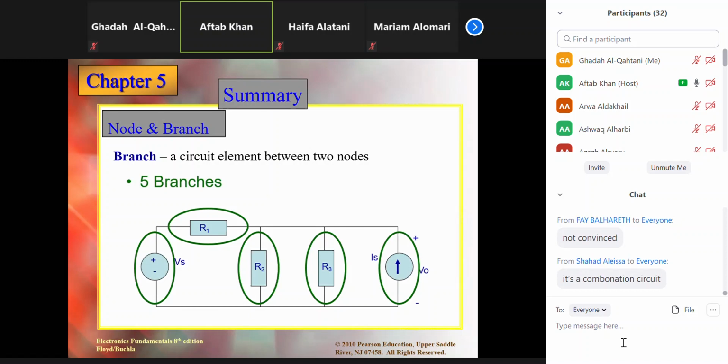Okay, Shahad. All right, combination. Let's see others. What do you think? Is it series, parallel, or combination? Mariam said parallel. Combination. Okay. Parallel. So combination or parallel. No one is saying series. All right, so it is a combinational circuit. Roba, yes, it is a combination circuit. Now you can say why it is combinational, why not parallel.